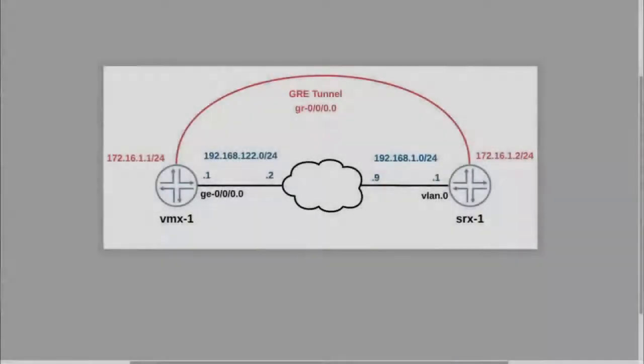In this video, we're going to take a look at tunneling, specifically GRE tunneling. We're going to use this topology to do that. We've got a VMX and an SRX interconnected via some intermediary network connectivity, and this intermediary network already has full routing out to the VMX and to the SRX.